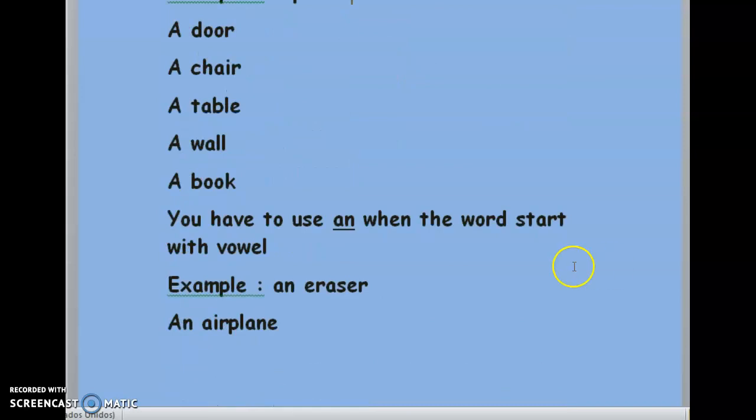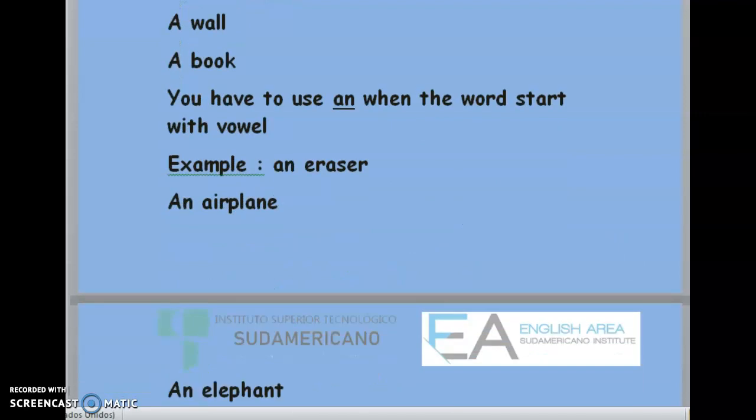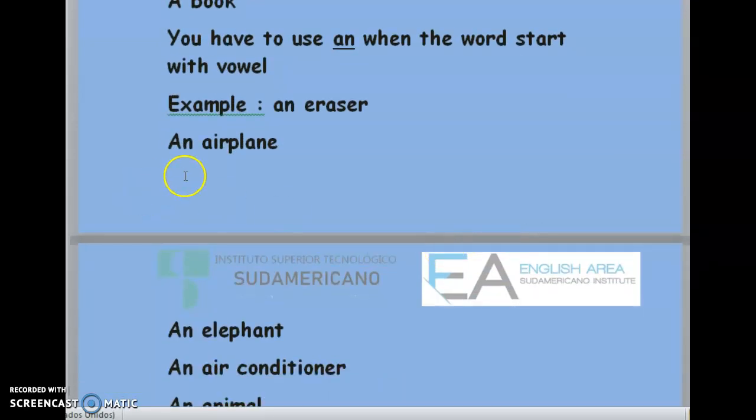You have to use an. Cuando tenemos que utilizar an, you have to use an when the word starts with a vowel. With a vowel, ¿ok? Eso quiere decir que comienza con una vocal y esa es la diferencia. Así de sencillo. Very simple. Entonces vamos a decir an airplane. Because si usted dice a airplane, no está bien gramaticalmente, no suena bien y tampoco se escribe bien, ¿ok? So maybe we are going to start. ¿Estamos claros? Cuando comienza con consonante decimos a, cuando comienza con vocal decimos an, ¿ok?